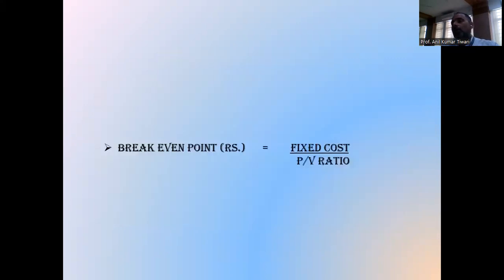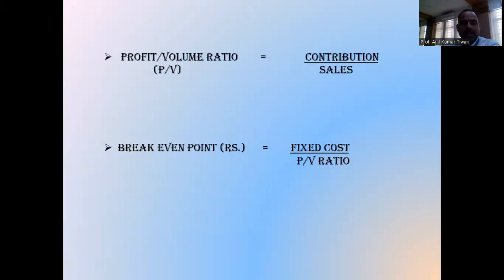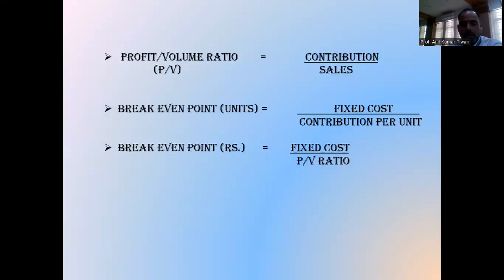And now you can see the formula for how we can calculate the break-even point. The break-even point can be calculated by the fixed cost divided by the PV ratio. What is the meaning of this break-even point and the PV ratio? I will teach you in my next one. Second, the profit volume ratio: how can we calculate it? The contribution upon the sales. The contribution we already know very well: it comes from the sales minus variable cost. Now it will be divided by the sales, and you will get the PV ratio. And the break-even point in units is the fixed cost divided by the contribution per unit.